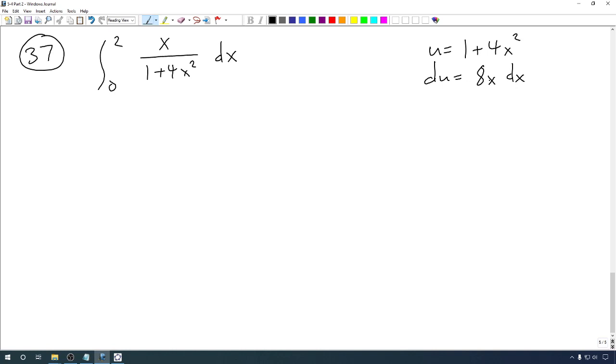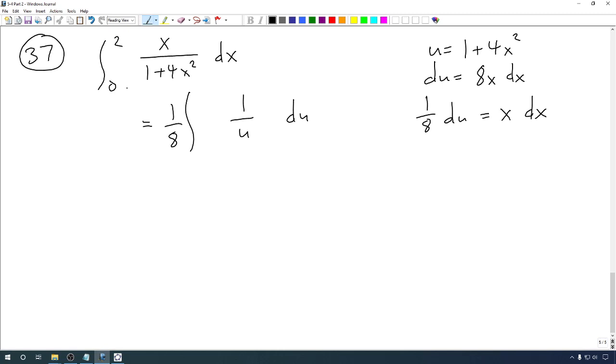But we need to deal with the 8. The 8 we're going to have to move over to this side. Oops, don't forget that x dx. And so we're going to introduce a 1/8. I'm just going to stick it in front. The x dx is just going to turn into our du. And then the 1 plus 4x squared on the bottom is just a u on the bottom.